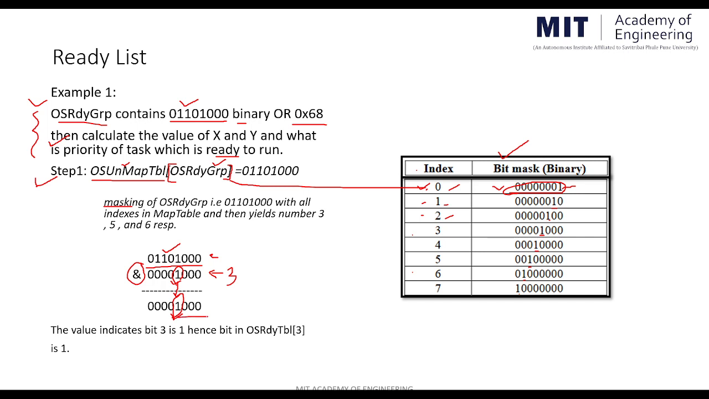So I can say that the third index from the OS RDY group is telling that any one bit, the value indicates that bit 3 is 1. Hence, any bit in the OS RDY table of 3 is 1. Which bit, we don't know. Any bit from the OS RDY table of 3 is 1.